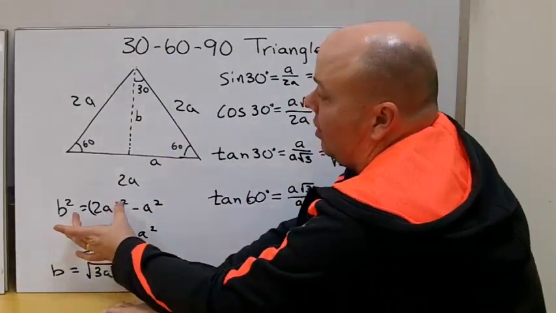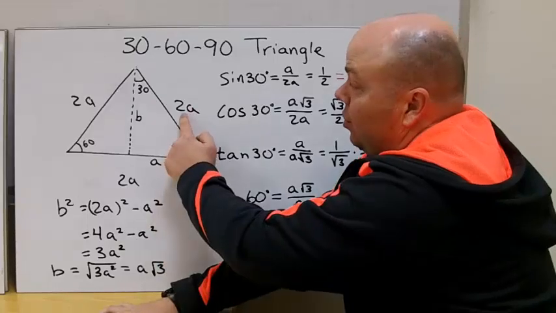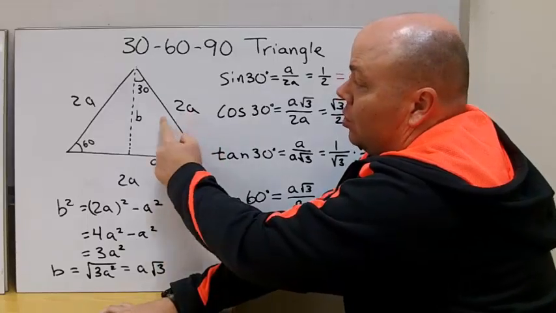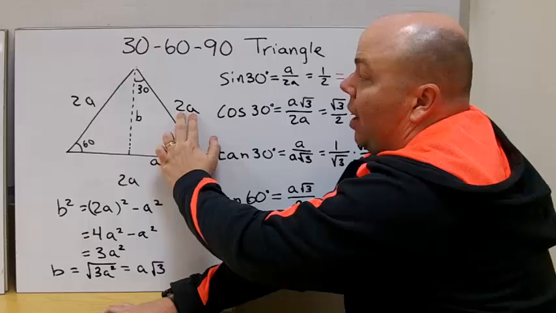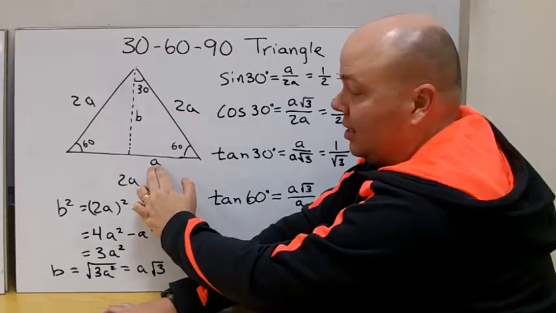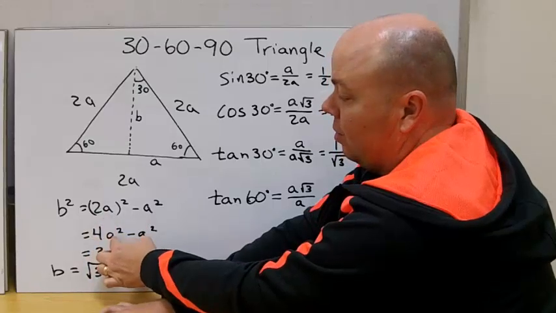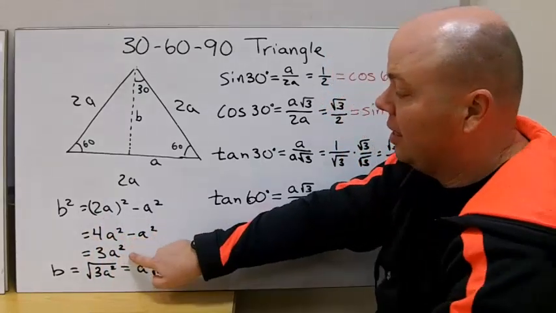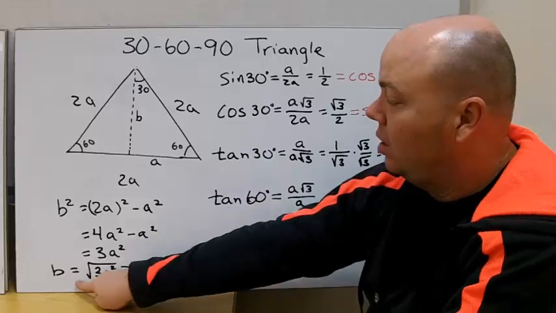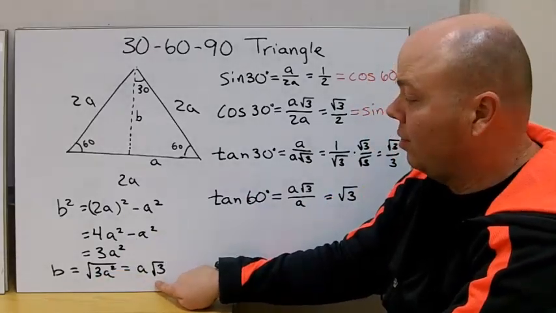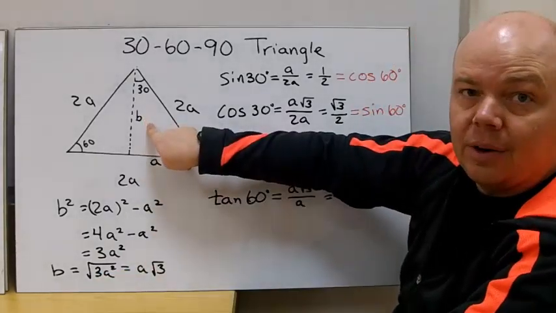The altitude of the triangle, using the Pythagorean theorem again, with 2A as the hypotenuse. So B squared is equal to the hypotenuse squared minus the other side squared. So B squared is equal to 2A squared, which is 4A squared, minus A squared, which is equal to 3A squared. So B is equal to A times the square root of 3. So that's what this side here is equal to.